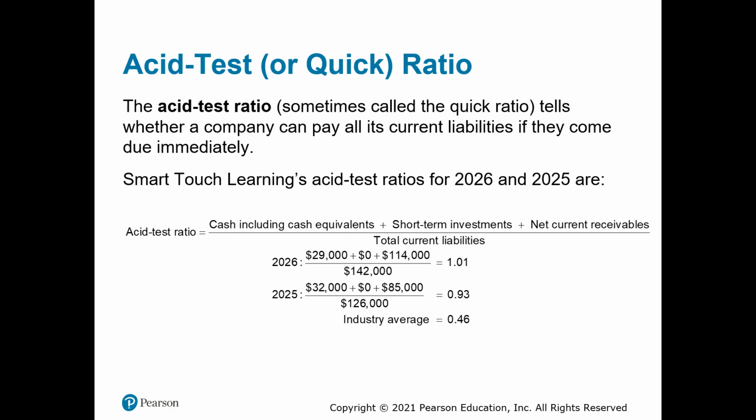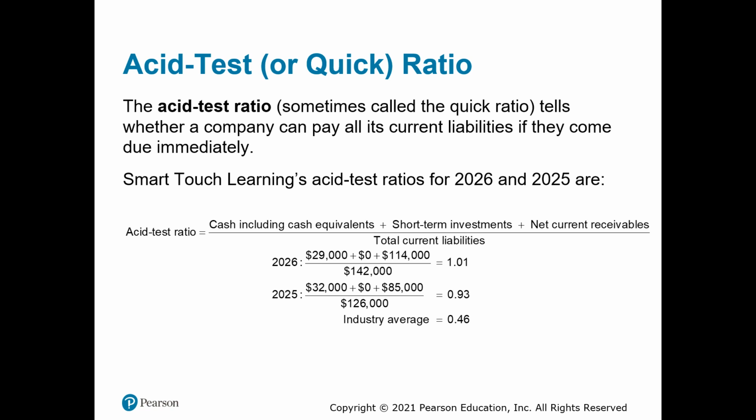So now we're going to look at this situation. What if we had to pay off our current liabilities given enough time that we convert short-term investments and our receivables into actual cash? Well, this year we have $29,000 of cash. We don't have any short-term investments, and we have $114,000 in receivables against our $142,000 worth of current liabilities. Add up all the stuff in the numerator, divide by that $142,000, and you come up with 1.01, which means if we have the ability to convert our receivables into cash before we have to pay our liabilities, we could pay those current liabilities 1.01 times.